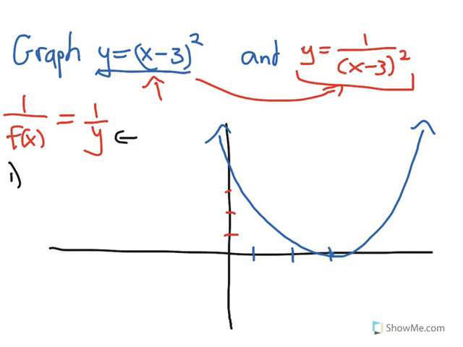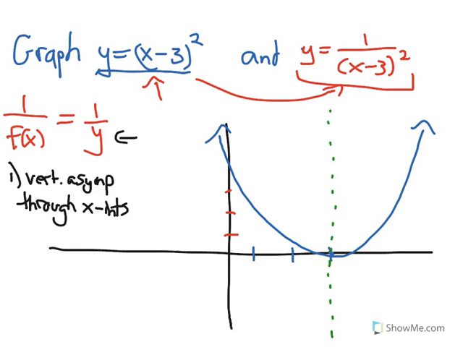Y is 0 is found at the x-intercepts, so we're going to put a vertical asymptote through the x-intercepts. That's the first step. So I'm going to put a vertical asymptote through the x-intercept here, which is where it crosses the x-axis. Again, that should make sense because 1 divided by 0 cannot be calculated.